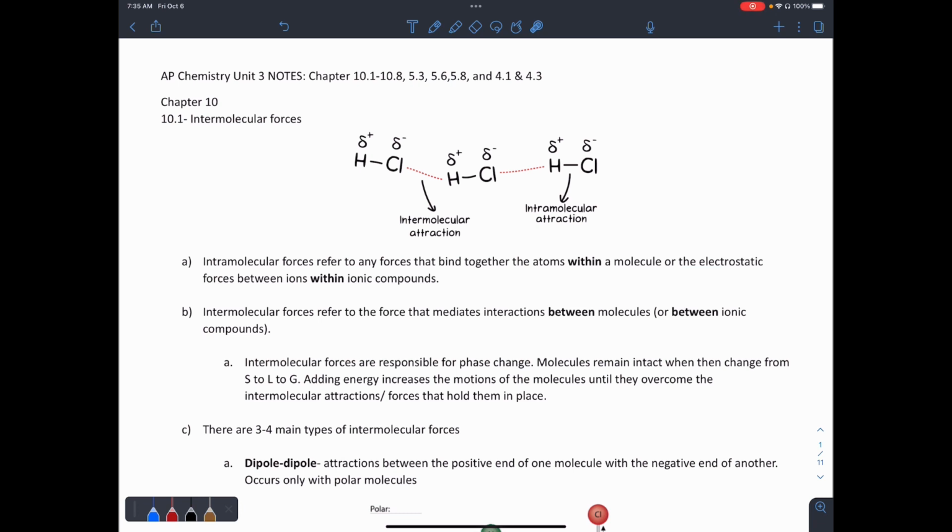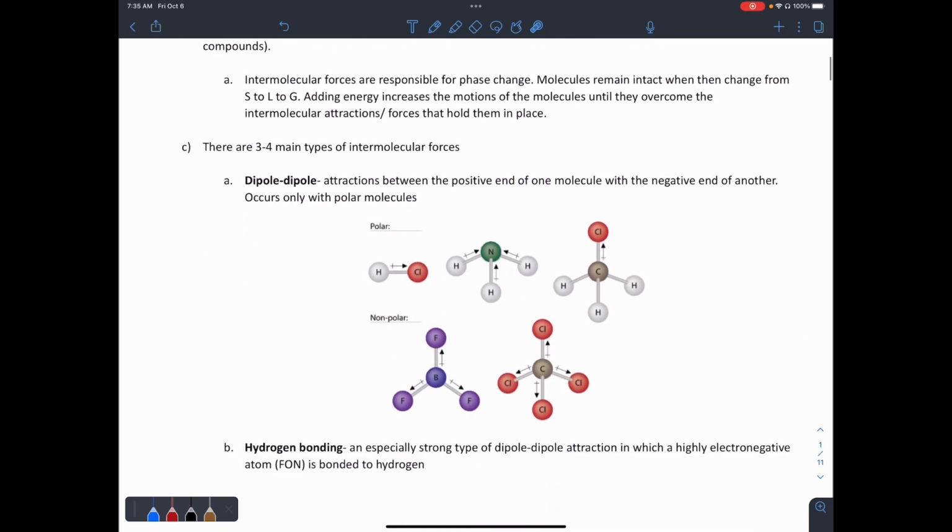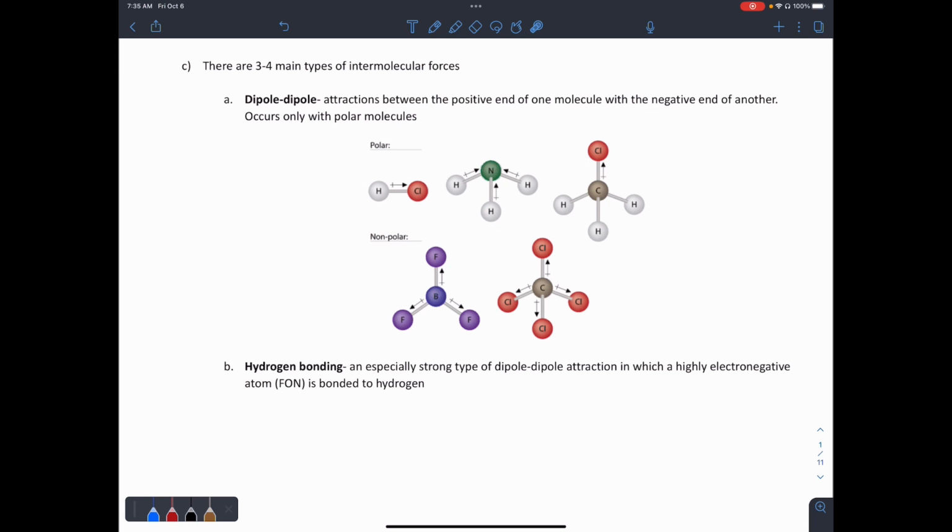When water solid, right, ice melts, it does not break apart into oxygen and hydrogen atoms. It's still H2O. So what breaks apart is the intermolecular forces. There are four main types of intermolecular forces you will need to know.